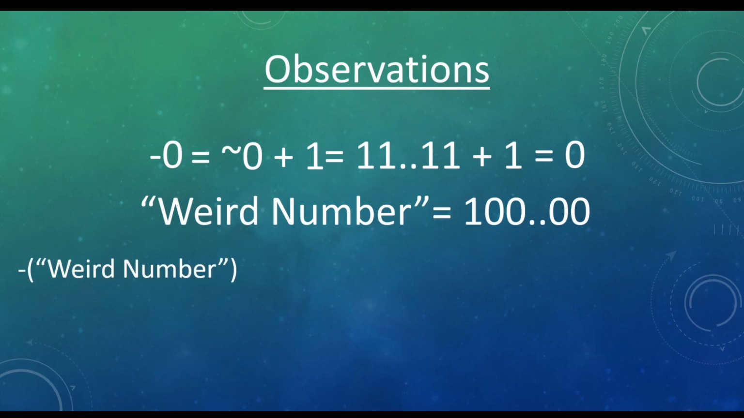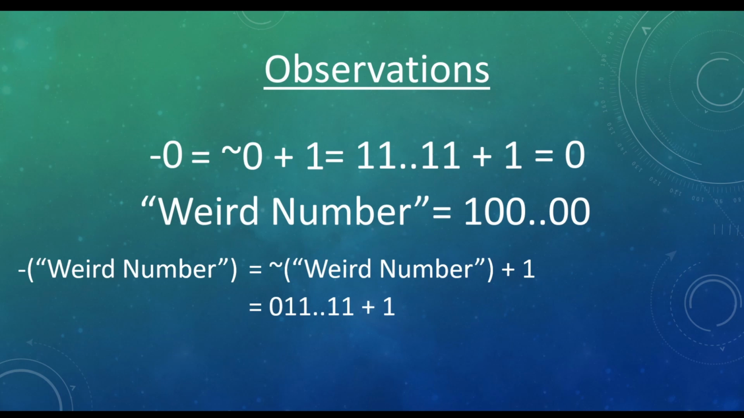What happens when we negate the weird number? We have to flip all the bits in the weird number and add 1. But the weird number is 1 and all zeros, and therefore flipping of all the bits will give us 0 and all 1s. When we add 1, we get again 1 and all zeros, which is the weird number itself. So you remember we said that the weird number doesn't have a companion on the positive side, so this is what happens when we try to get to that companion that isn't there. We get the weird number again.